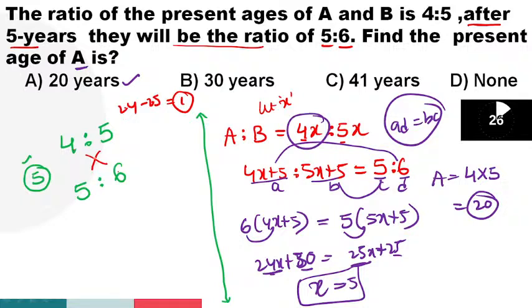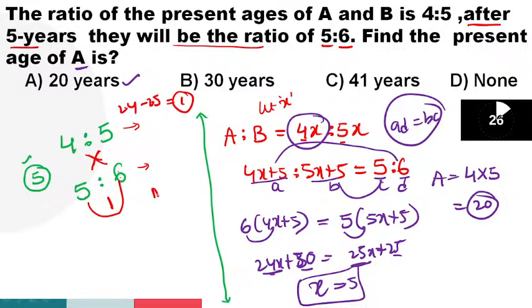What is the first step? Cross multiplication, check the difference. Coming to the second step: check the second ratio difference. First ratio 4 is to 5, second ratio 5 is to 6. The difference of 5 and 6 is how much? 1. That is the second step: check the second ratio difference.